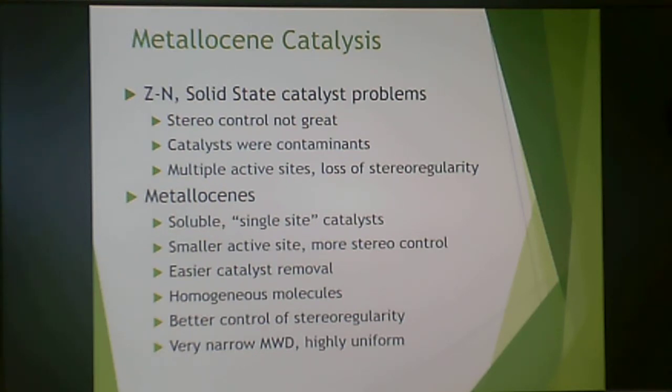So the metallocenes were developed, and these were soluble single-site catalysts. They produced a lot more stereo control, especially for polypropylene. It's easier to get the catalyst out, so you don't have a laborious second post-processing step after the synthesis. You got nice homogeneous molecules, better control of stereoregularity, and very narrow molecular weight distribution, highly uniform product. Much more advantageous for injection molding.